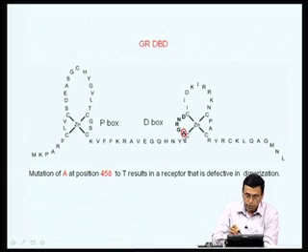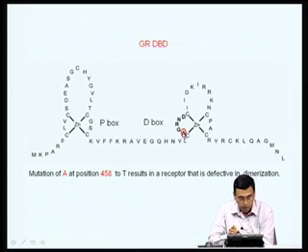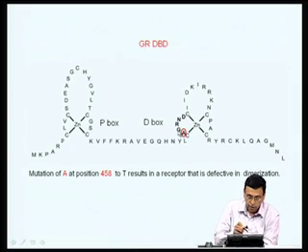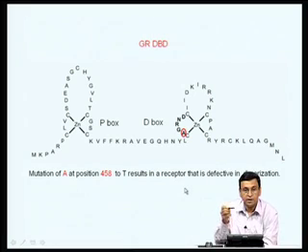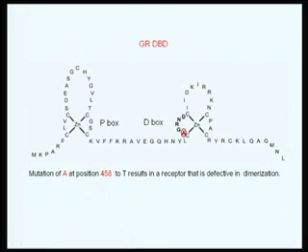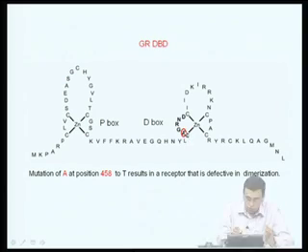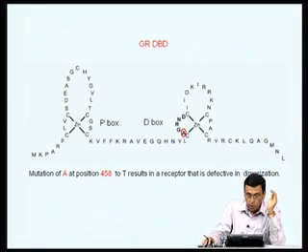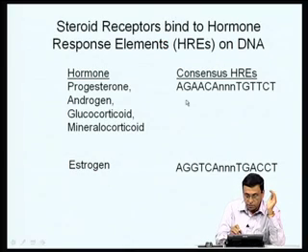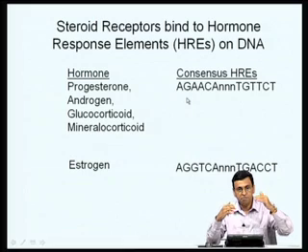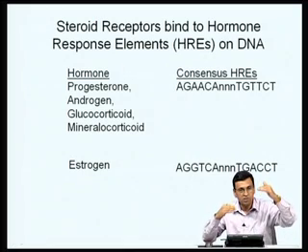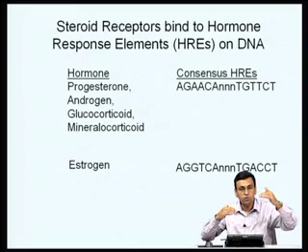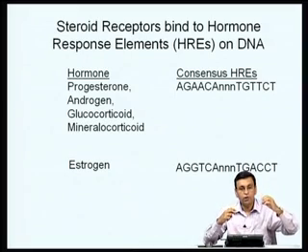For example, if you mutate the alanine in this region to threonine, this receptor can no longer dimerize. If you mutate the alanine residue to threonine at amino acid position 458 in the glucocorticoid receptor, the glucocorticoid receptor cannot dimerize. Now, since the hormone response elements consist of palindromes, that means you have two half sites, AGAACA on one strand and AGAACA on the other strand, and therefore the steroid hormone receptors, in order to activate transcription, bind as dimers.